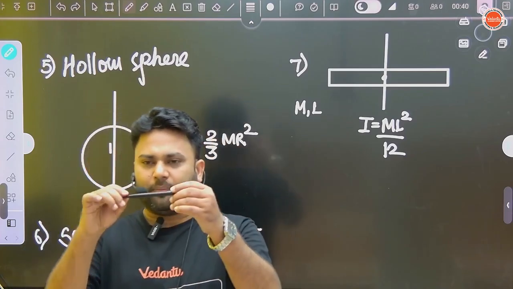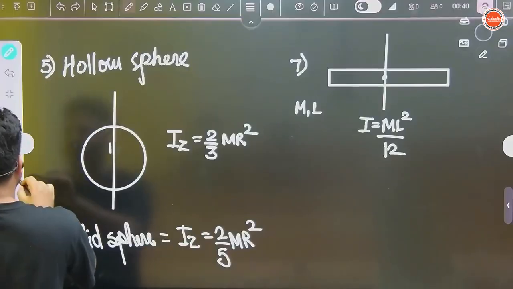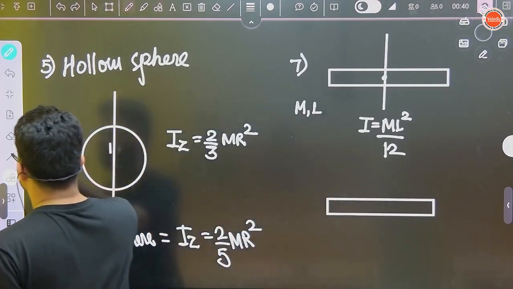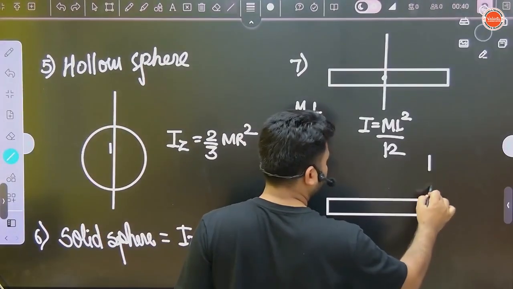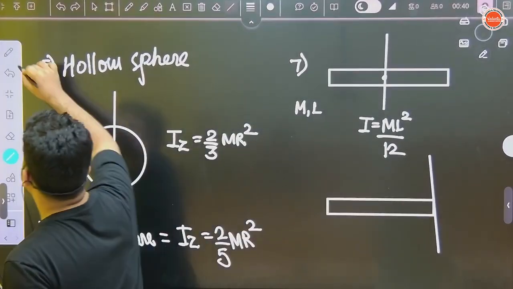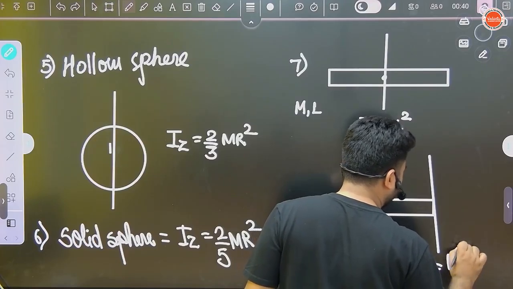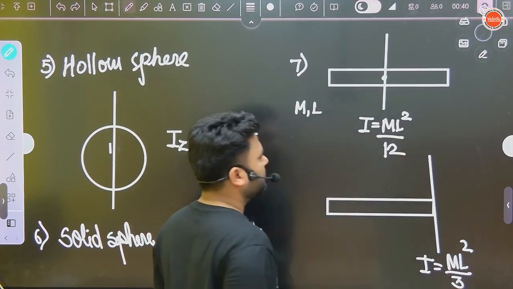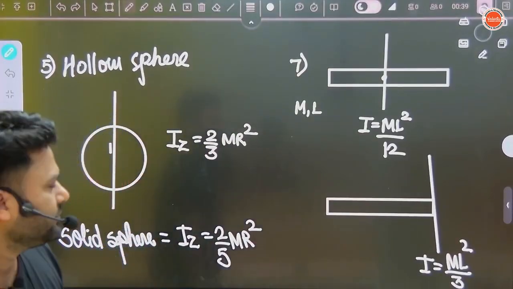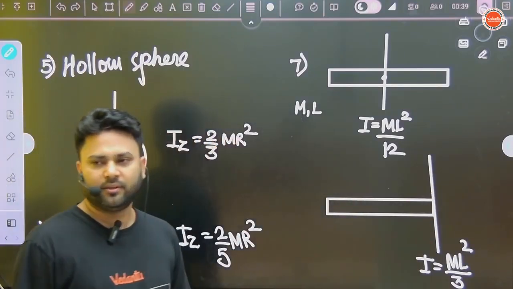But if you are rotating the rod about this axis, like this, means if you are rotating the rod about this axis, end of the rod, then moment of inertia about this axis is I equals to ml square by 3. Very important, this ml square by 12 and ml square by 3. So moment of inertia of rod about this axis is ml square by 3.